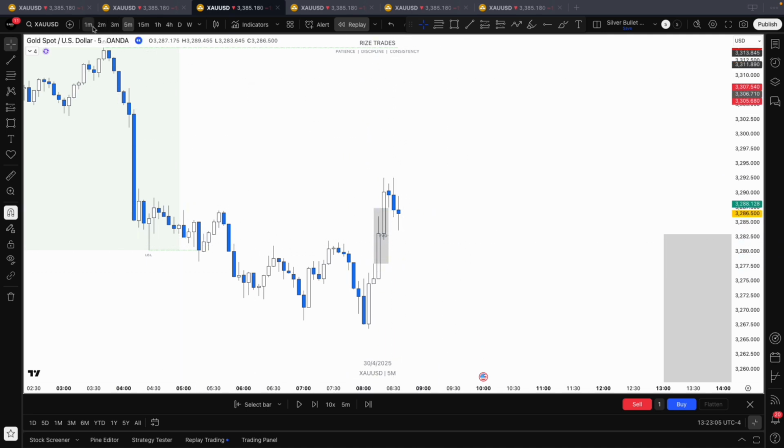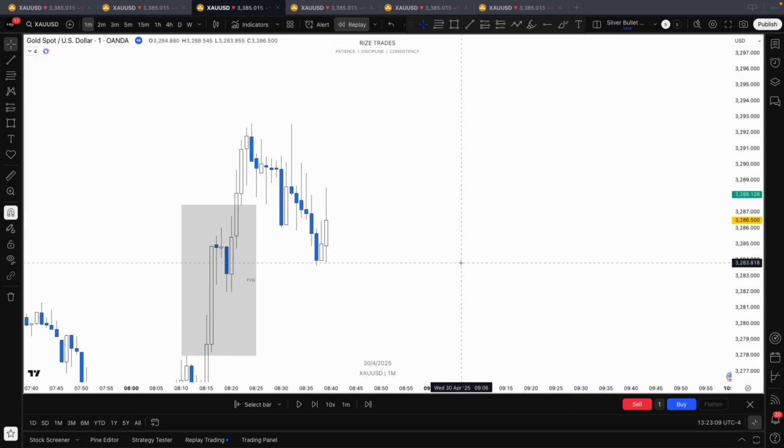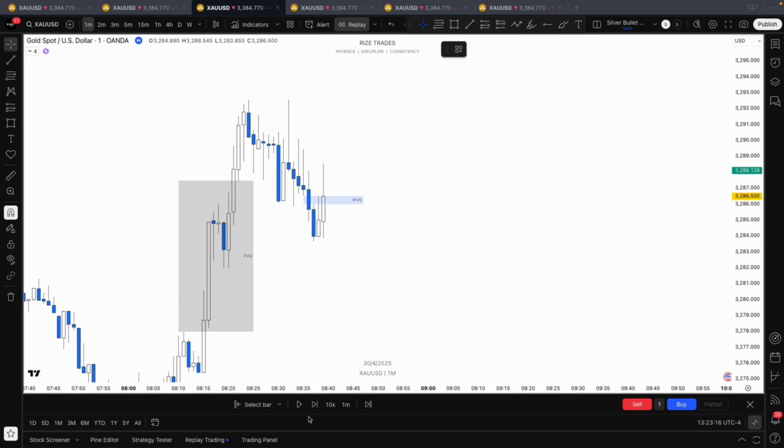Okay, so drop down to lower time frames. We're already in that gap. We need to look for an entry at this point. 1-minute inversion potentially here. I wouldn't enter on this. We haven't had a body close above. And now we have. Okay, so clear momentum in the market.